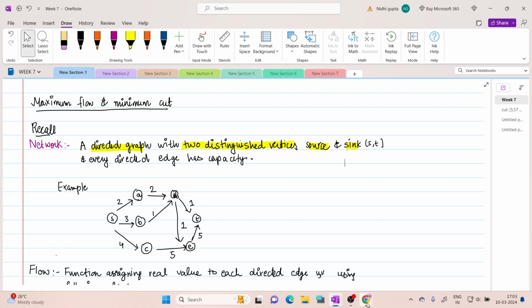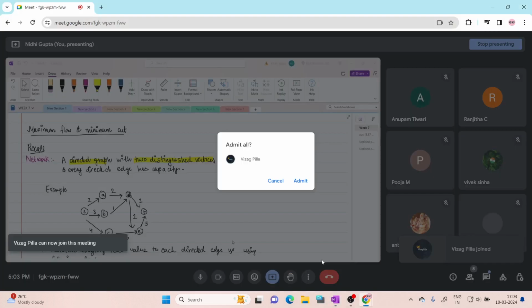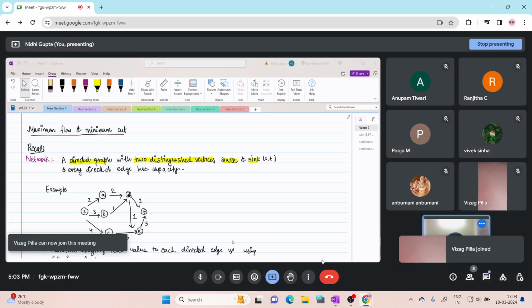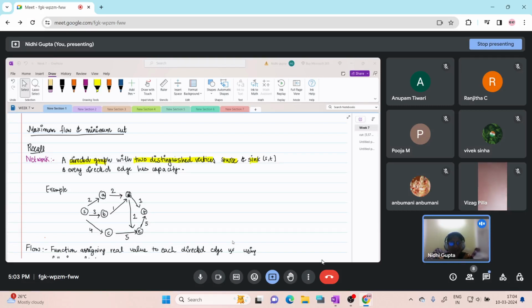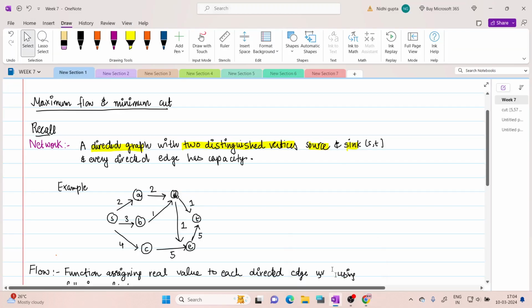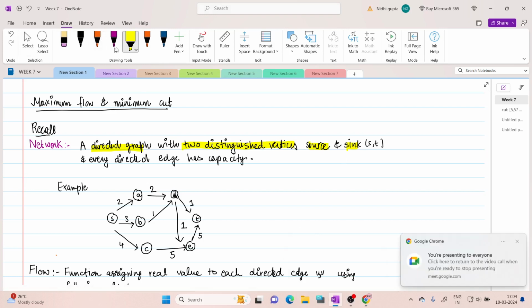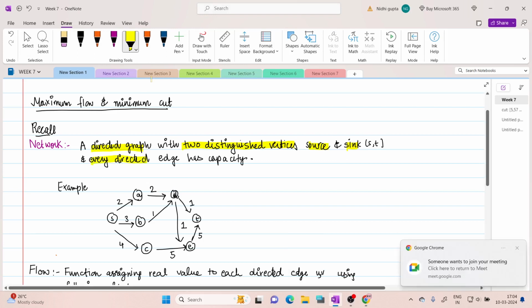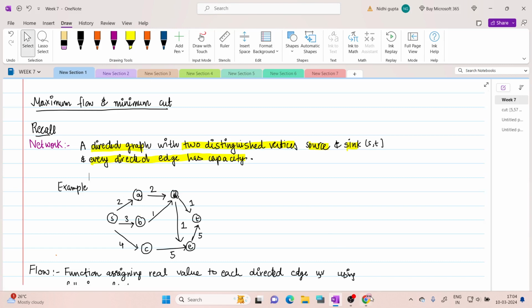These are two special vertices in the sense that if we are talking about a source vertex, all the edges are going out of S. And when we are talking about a sink vertex, as the name suggests, all the edges are going into T. So there is no edge going out of T. That's why the name source and sink. And every directed edge has a capacity. So if a graph has these three properties, then such a graph is called a network.